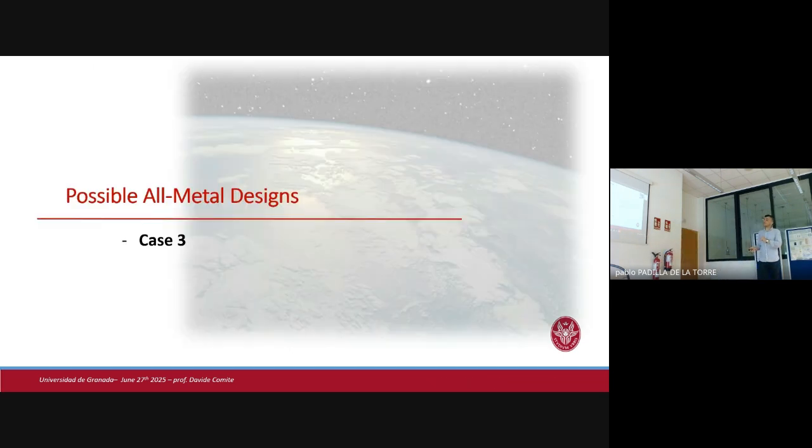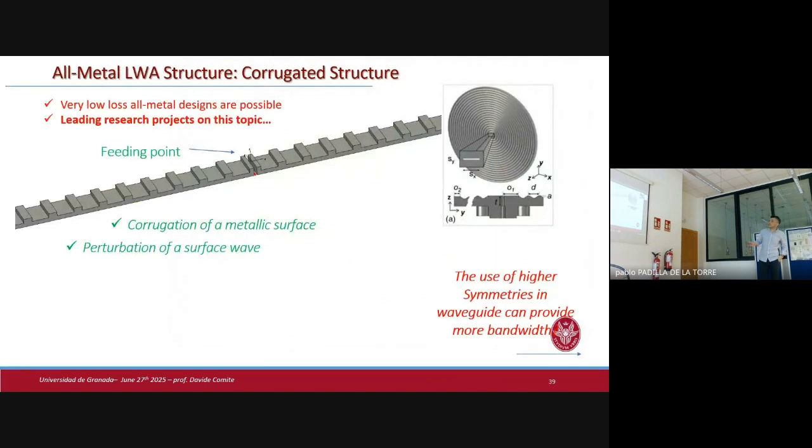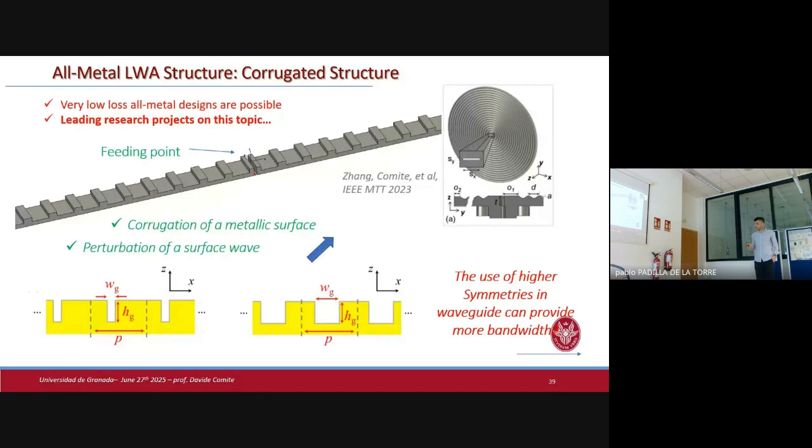But this is not the only possibility. There is also another one: the possibility is to use just a corrugated structure. These are well known in the literature, because in general you can support a surface wave with enough space made by a metallic structure. These are TM surface waves, so transverse magnetic waves. You introduce a perturbation, and with the perturbation, you can generate a leaky wave antenna, 1D or 2D. So this is another possibility to get a fully metallic antenna.